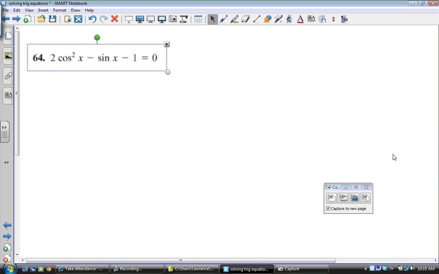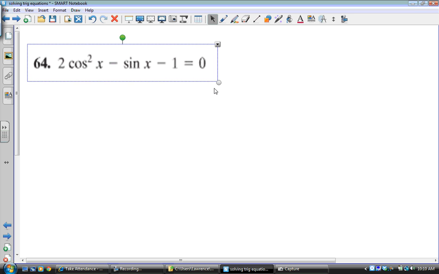Kind of say like normal here. We're going to solve them. We're going to find the solutions from 0 to 2 pi. But what does it say in the directions to use? Use identities. Okay? So we talked about lots of identities, right?